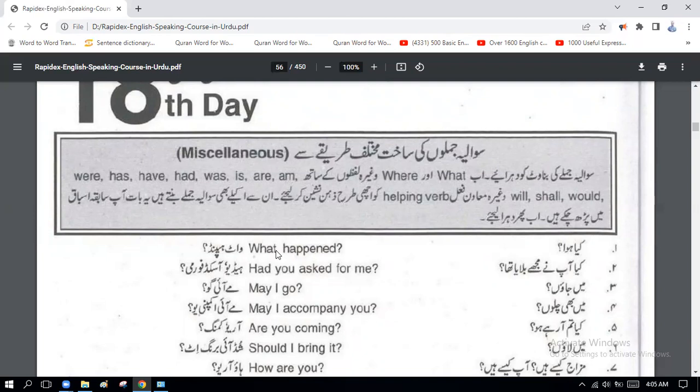These are helping verbs, and you can also call them "not" words because you can say were not, has not, have not, had not, was not, is not, am not, are not, will not, shall not, should not, would not. We call them helping verbs because they tell us what form of verb we should use. So in this case, they are also helping verbs.